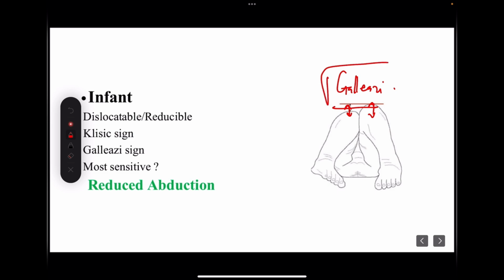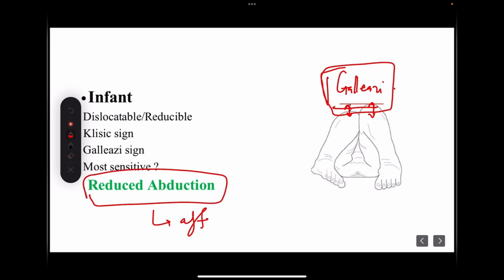But among these, the most sensitive and most important is reduced abduction of the affected hip. This is the most important that you should keep in mind. When a walking child presents to us with DDH, Galeazzi and Klisic sign will be positive. Along with them, the most consistent finding is reduced abduction. This will again be positive.